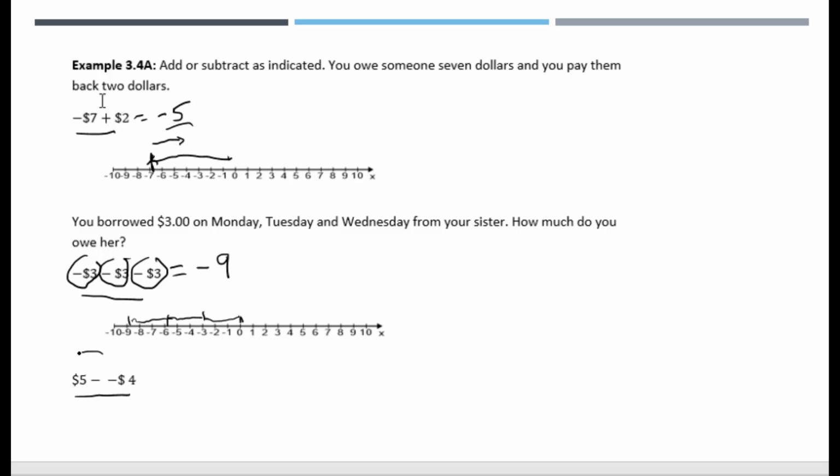Now this is a little different here. This is 5, take away a negative. Taking away a negative is the same as adding. So when you see two negative numbers right next to each other, you can go like that and put a plus sign. And the answer is 9.